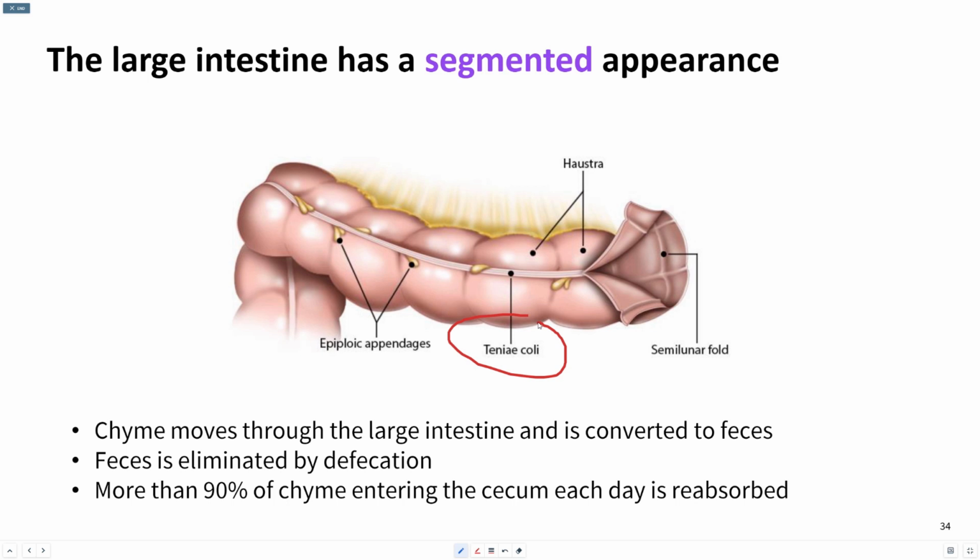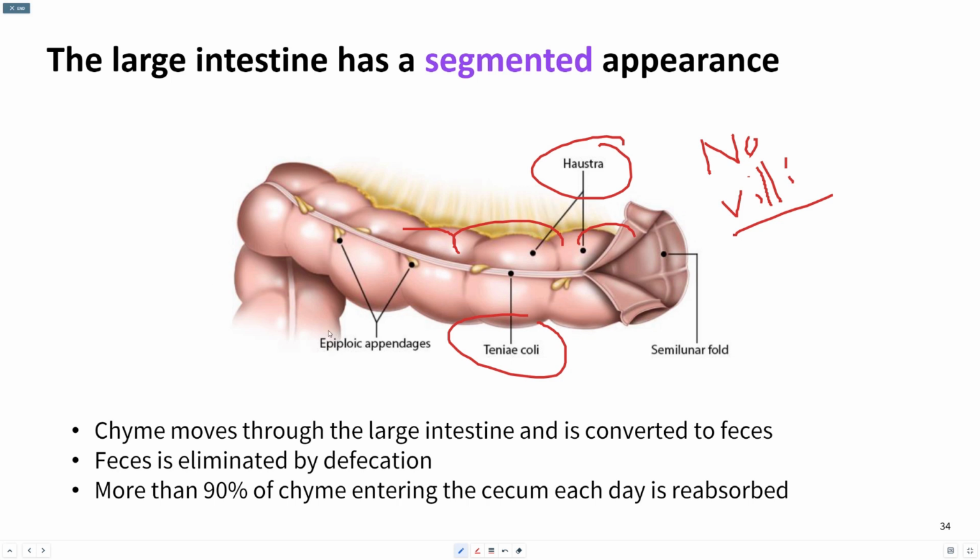These taeniae coli are longitudinal bundles of smooth muscle that bunch up the large intestine into sacs called the haustra, these pouches. The histology is composed of mostly simple columnar epithelium with numerous goblet cells. They're smooth, but they do not contain villi. There are many lymphatic nodules that occupy the lamina propria of the large intestine. The muscularis layer contains 2 layers of smooth muscle, but the outer longitudinal layer is discontinuous and eventually forms the taeniae coli.